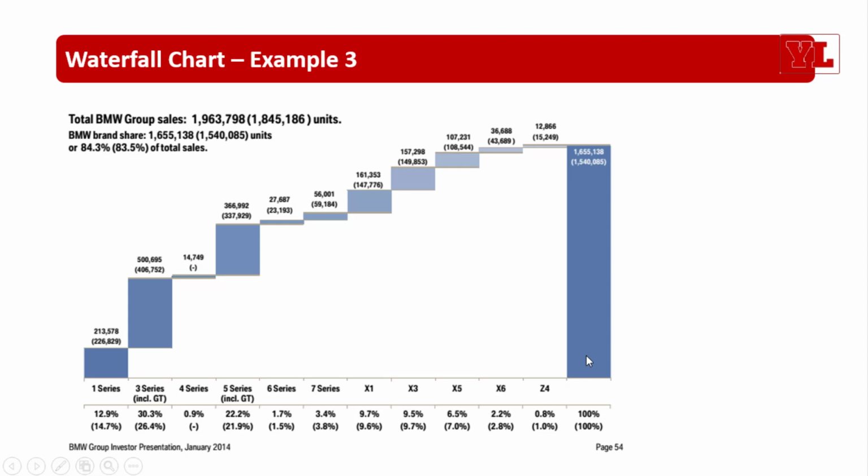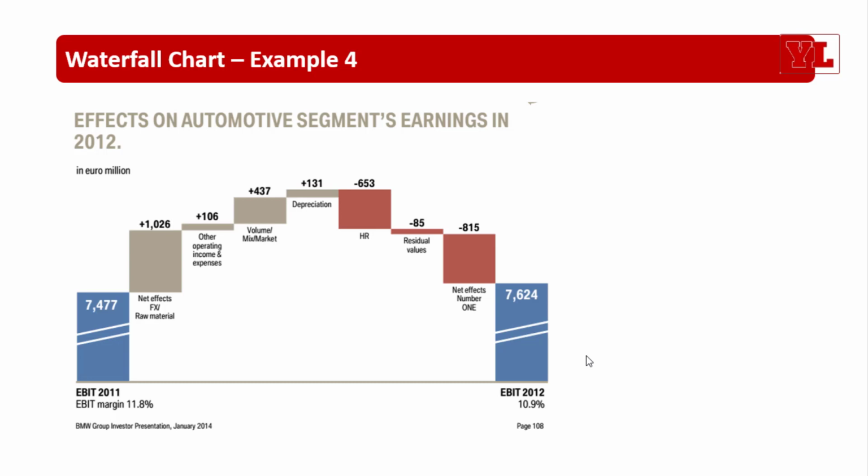So far we have seen Bain and Company use it, we have seen Tata Power use it, and we are seeing BMW use it. In fact, BMW seems to be a very big fan of waterfall charts because I saw other variations of the waterfall chart in its report. So, in the group presentation of January 2014, it tried to chalk out the journey between earnings before interest and tax of 2011 and earnings before interest and tax 2012.